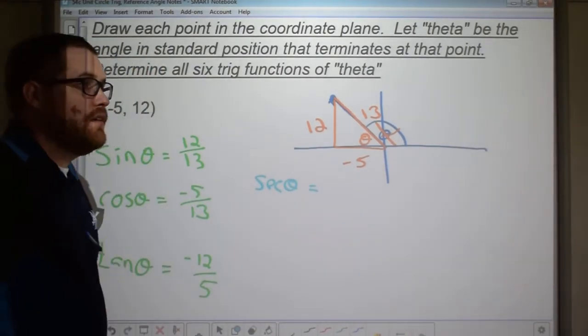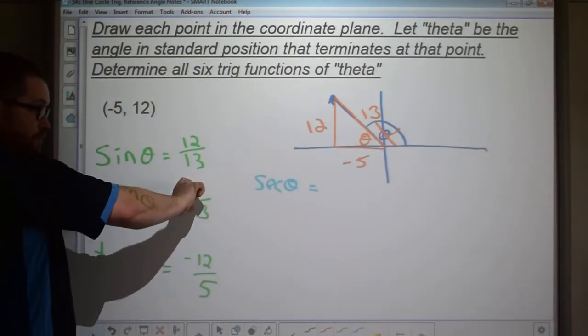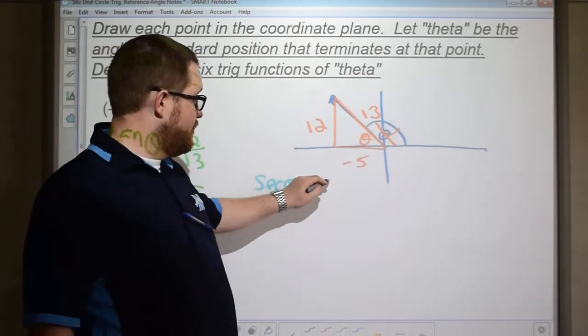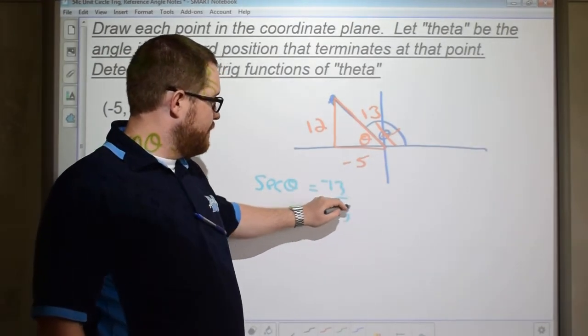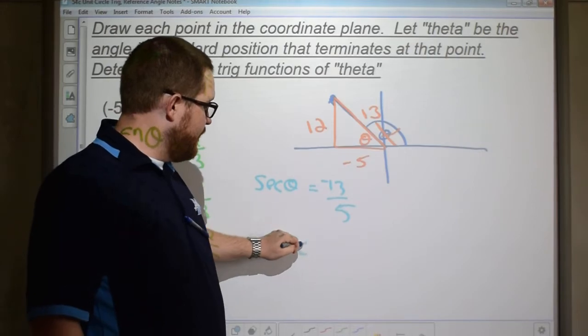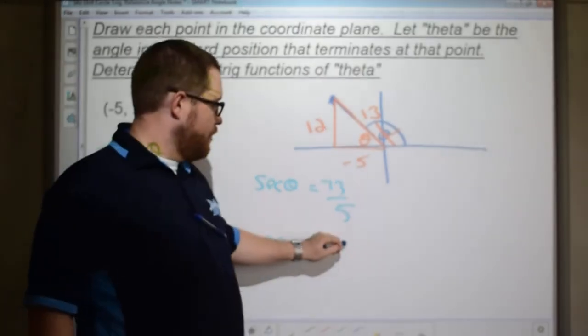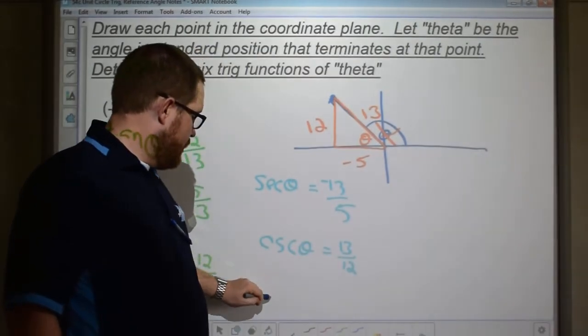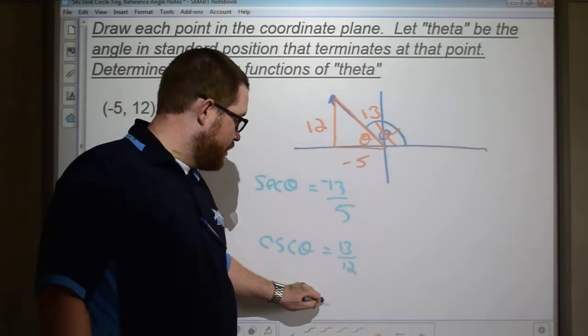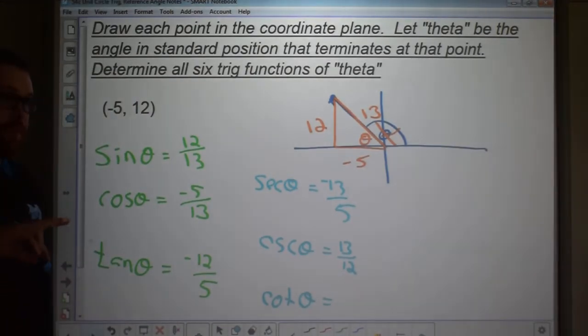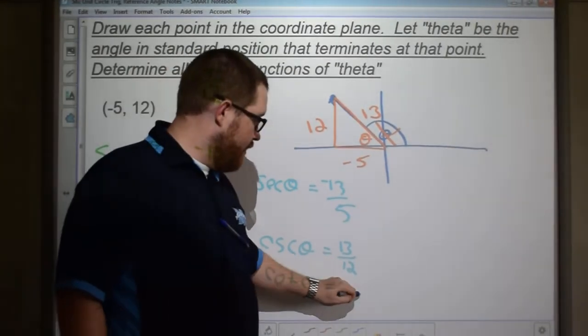What about secant of theta? Well, secant of theta matches with cosine of theta. They're just reciprocals. So secant of theta is -13/5. Cosecant of theta matches with sine of theta. It's just the reciprocal. So it's 13/12. Cotangent of theta matches with tangent of theta. It's just the reciprocal. So it's -5/12.